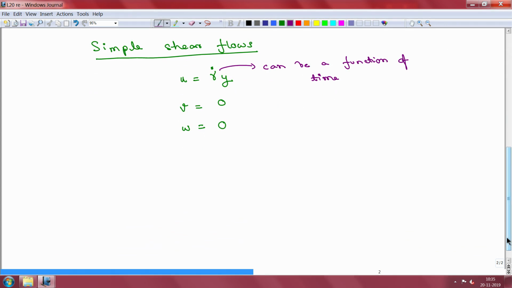Now, steady shear flows. When this is not a function of time, this can be a function of time in general, but when this is a steady shear situation, steady shear flows are also called viscometric flows.